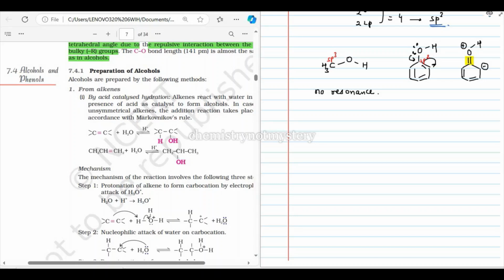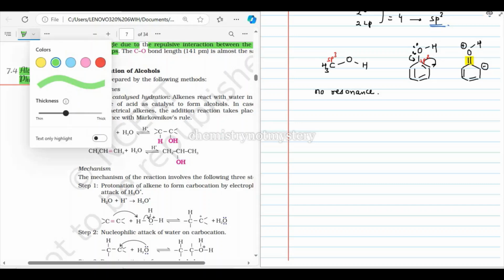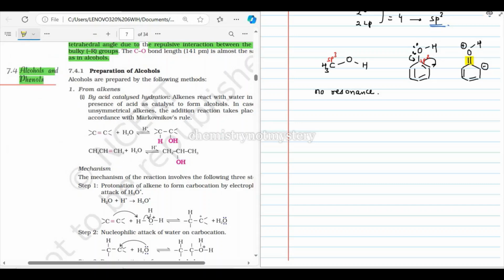Today we are going to discuss the preparation methods of alcohol and phenols. So let's read from the book, The Preparation of Alcohol. Alcohols are prepared by the following methods. First method is from alkene.